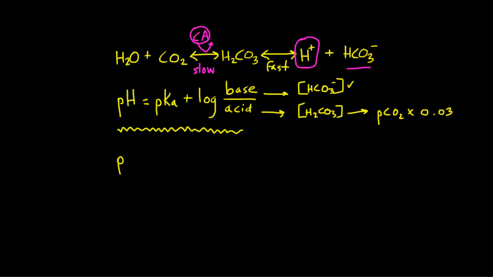So we can rewrite this equation. pH equals the pKa of carbonic acid, 6.1, plus the log of the base. So serum bicarbonate, the normal, I don't know if you know this, but it's about 24.